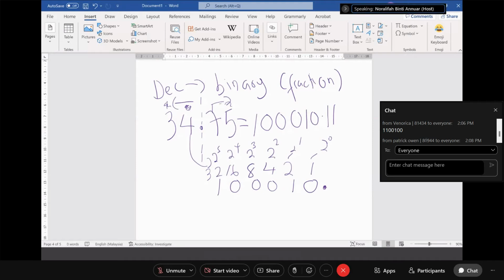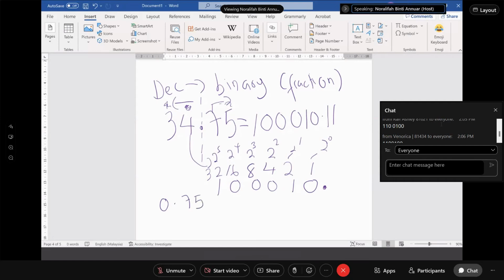And then 0.75 ni, how you want to convert it into binary. So, for 0.75, to change the decimal binary fraction, you multiply by 2. Why 2? Because binary is base 2. Binary adalah base 2.